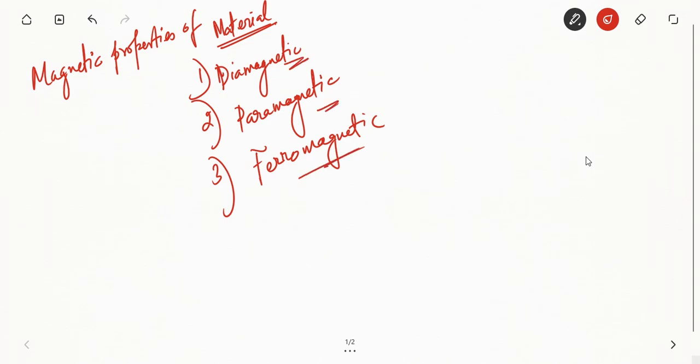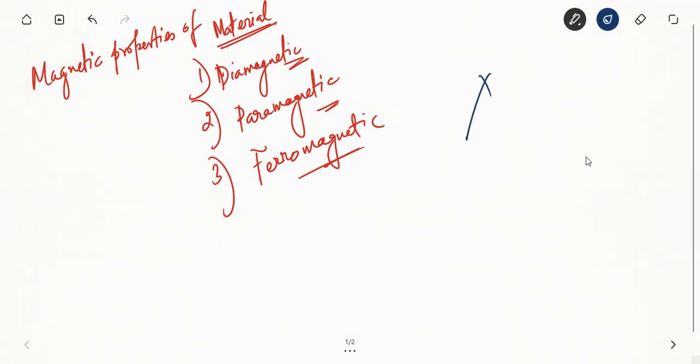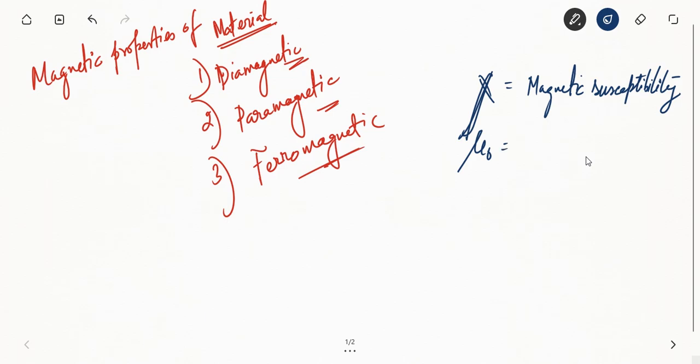Okay, in the previous class, one parameter we discussed is chi, that's the magnetic susceptibility. Okay, a very important factor. There's chi, and another is mu r, that is the relative magnetic permeability.